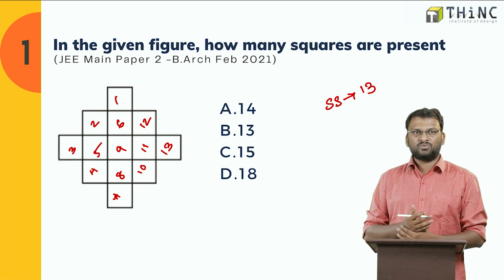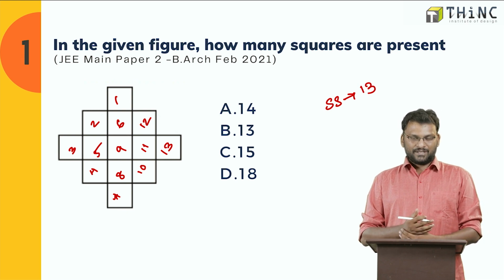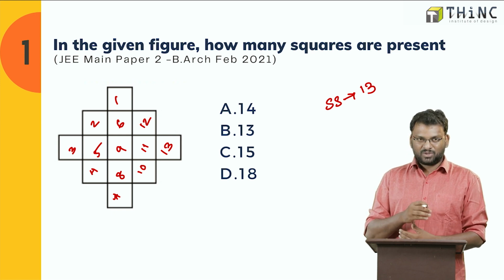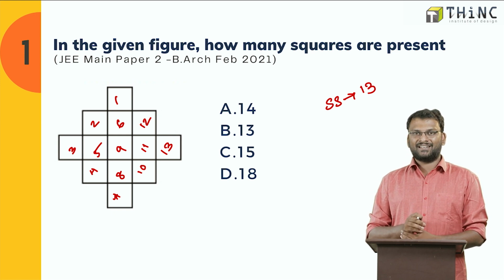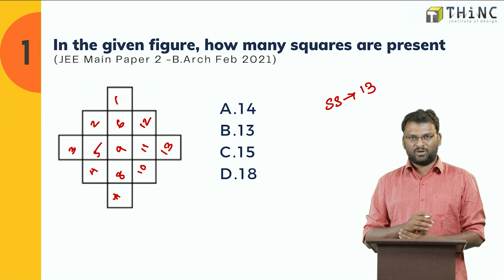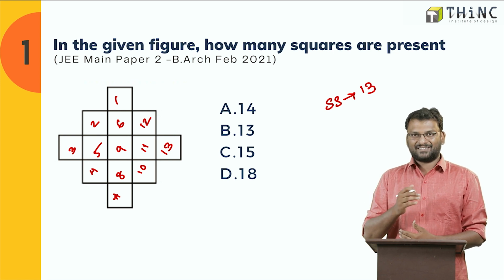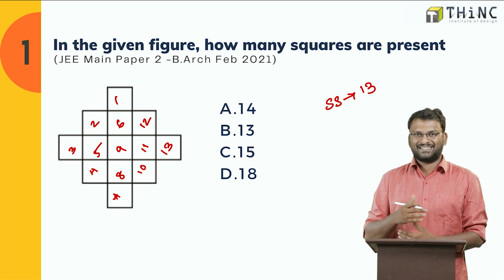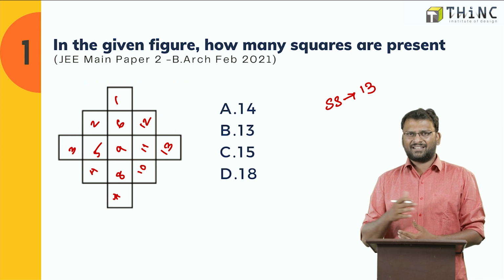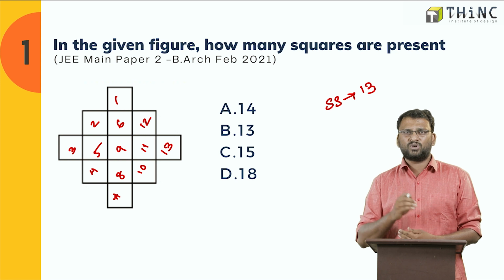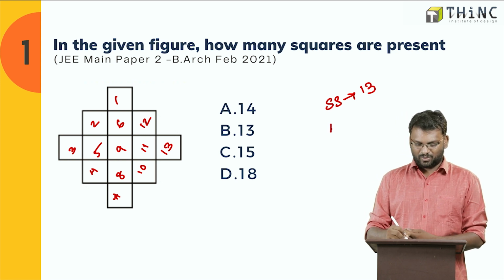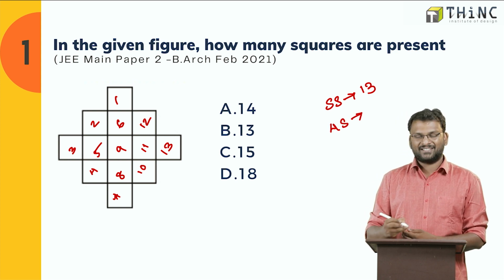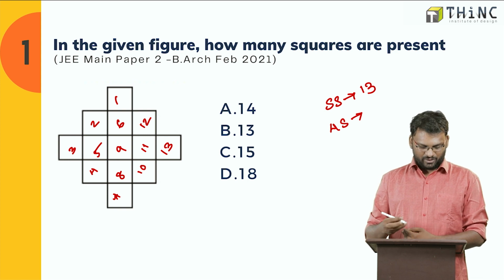Now we need to move to the next level. When you observe here, 2 component squares will make a rectangle. It is not making a square over here. With that inference, we move to the next level: even 3 component squares are not making any kind of squares. So we can move to 4 component squares.